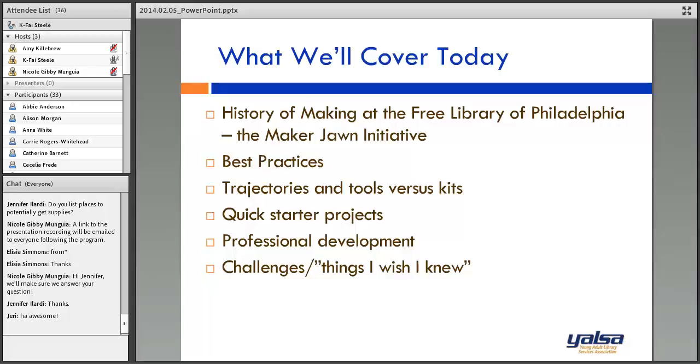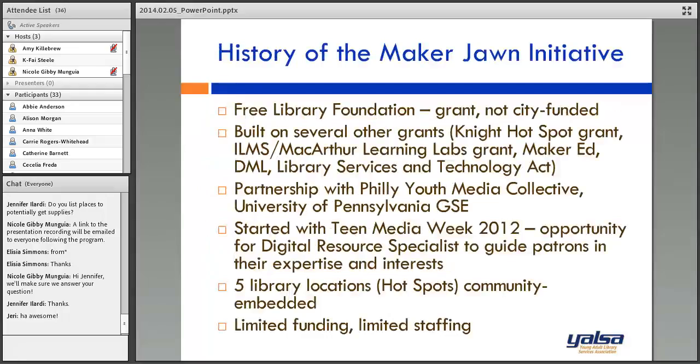Hopefully I'll be able to say a few things that might be helpful for you as you're building up Maker programming at your library.